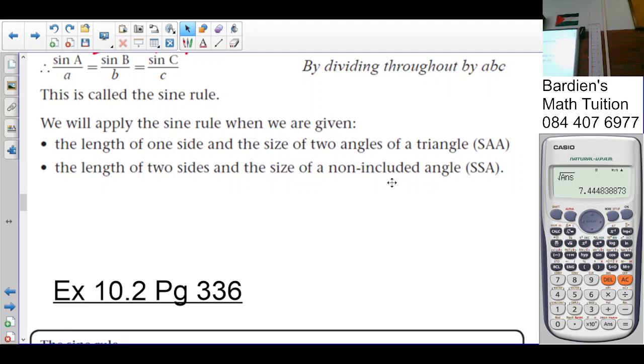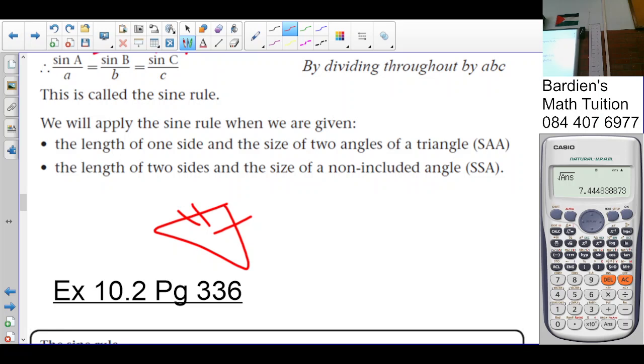When we apply the sine rule, which is sine of A over A equals sine B over B, which equals sine C over C, the following information must be given: the length of one side and two angles, or two sides and a non-included angle. Which means to say, if we have these two sides, then we can't know this angle. It's either that angle we need to know, or this angle here, but not that angle.